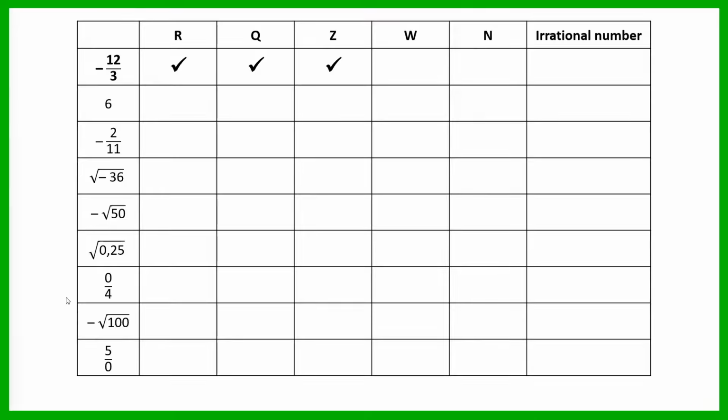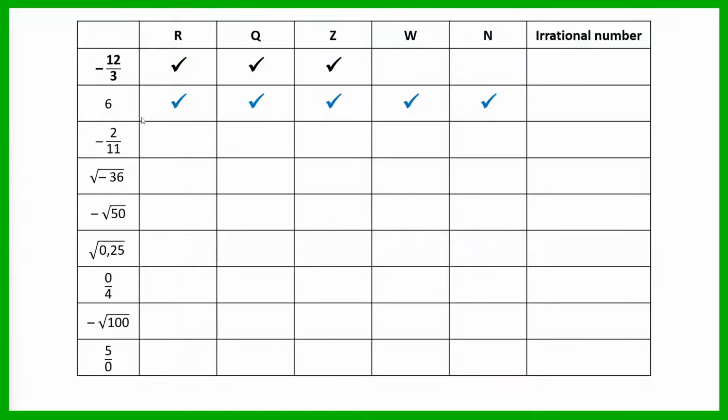Okay, so let's go through each of those. So the first one was 6. So first of all, you have to know that is a real number, okay? Then it is also a rational number because it can be written in the form a over b. If you write in the form a over b, it will be 6 over 1. It's also an integer because it's not a fraction, or it has a denominator of 1. It's also a whole number because it is positive, and a natural number, but it is not an irrational number.